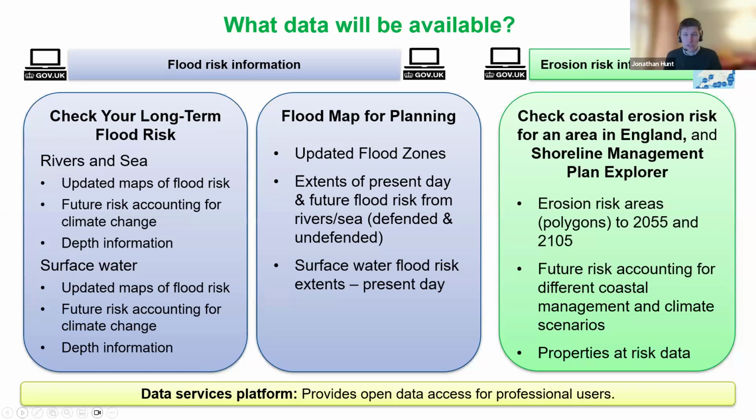Also in January, we published new maps for coastal erosion risk on SMP Explorer. So that includes maps for future risk accounting for different coastal management and climate scenarios, as well as data on properties at risk from coastal erosion. Erosion risk can also be viewed alongside information from each shoreline management plan, and those set out the management approach and the action plan for managing coastal erosion risk in that area. And we'll go into a bit more detail about those new coastal erosion risk maps later on as well.